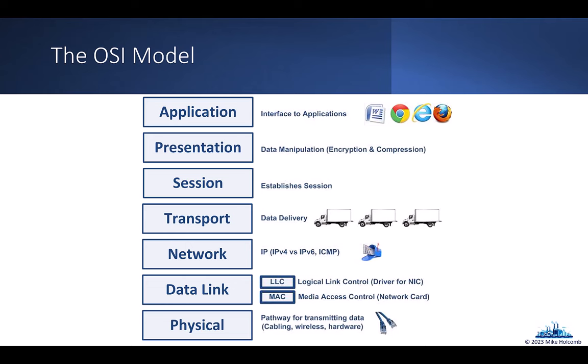We also talk about application layer protocols, like we were just talking about HTTP and HTTPS, which are used for web browsing, or FTP for file transfers, or SMTP, which we use for email.